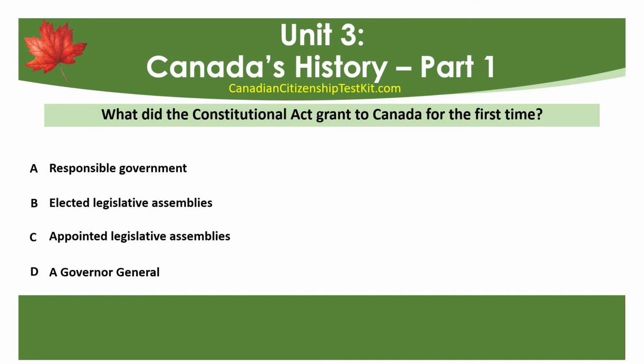What did the Constitutional Act grant to Canada for the first time? A, responsible government. B, elected legislative assemblies. C, appointed legislative assemblies. D, a governor general.